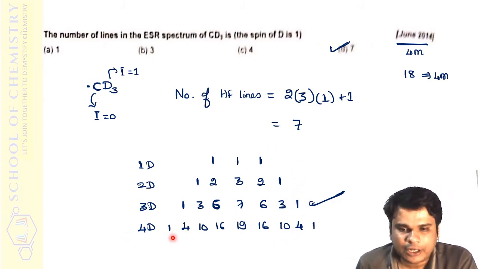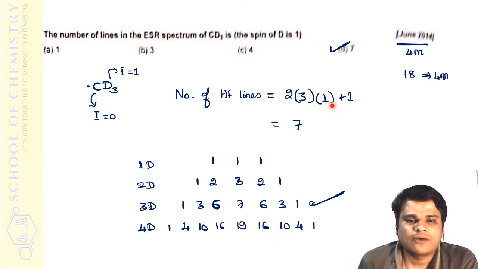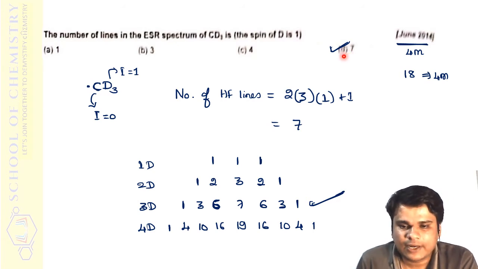For 4 deuterium, if they say you get coupling, in such case also you can expect this kind of intensity ratio, right? There are chances that once they have asked about just the number of hyperfine lines, but if they go one step further, it is possible that they can ask you the intensity pattern for those 7 lines. What exactly is the intensity pattern? So that intensity pattern, it will be this.